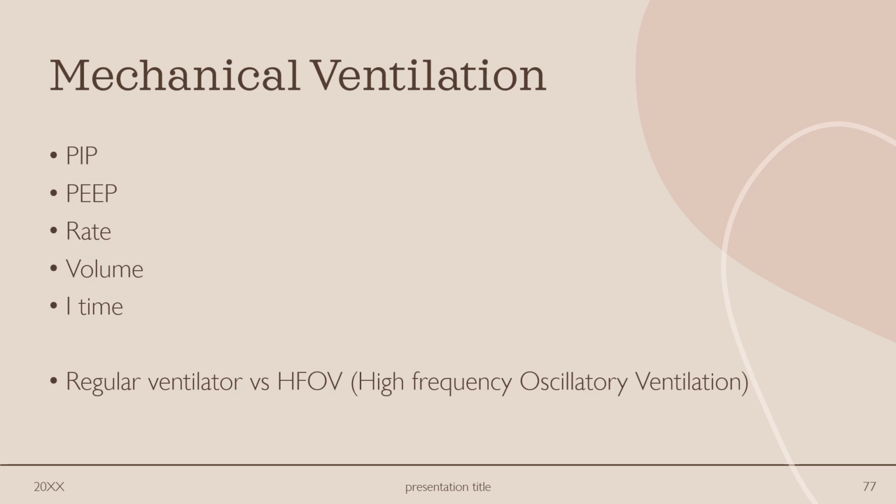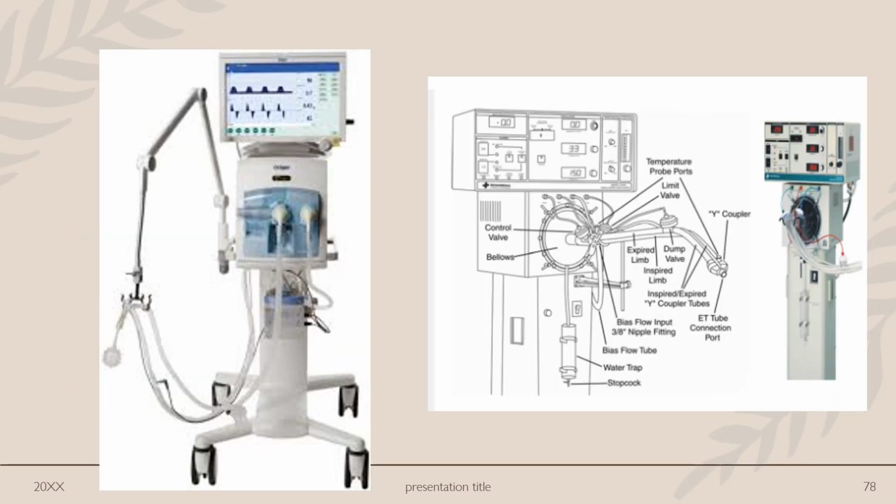Mechanical ventilation can either be conventional ventilation or high frequency oscillatory ventilation. There are a couple more modes of mechanical ventilation, like jet ventilation. Jet vents are a whole different entity to manage, but primarily just conventional ventilation and high frequency are typically used. Here's just a comparison of the two main types of ventilation.